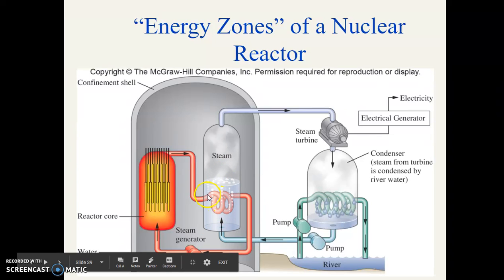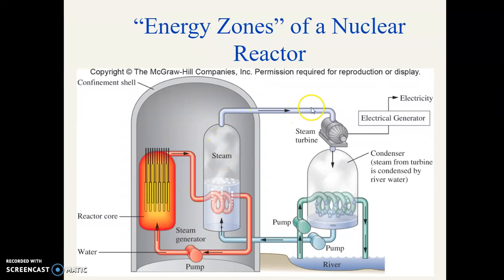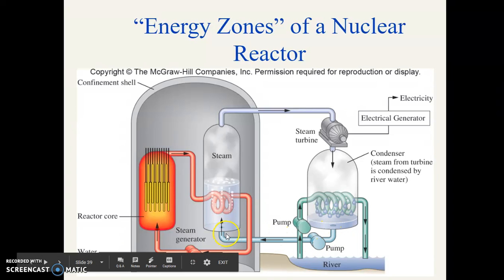So the water is heated up and produces steam. That steam then turns a turbine, which then turns a generator, which will produce electricity. Once the steam is done turning the turbine, it condenses back down using colder water, and that water is kept in this system. So you notice this water never leaves this system.